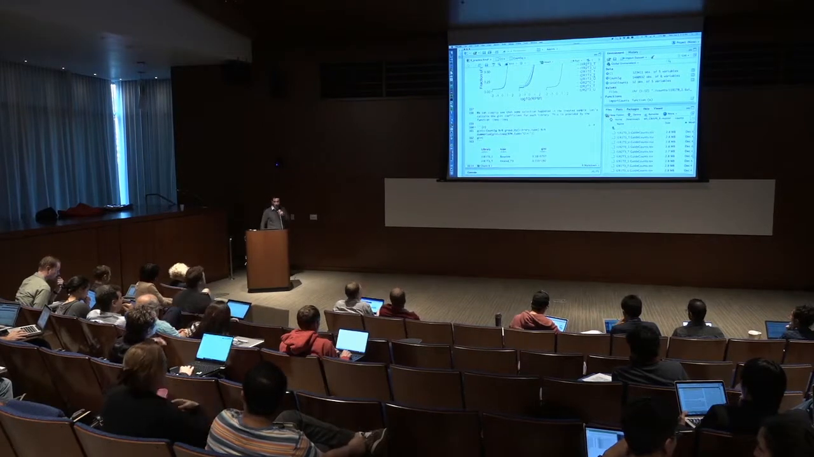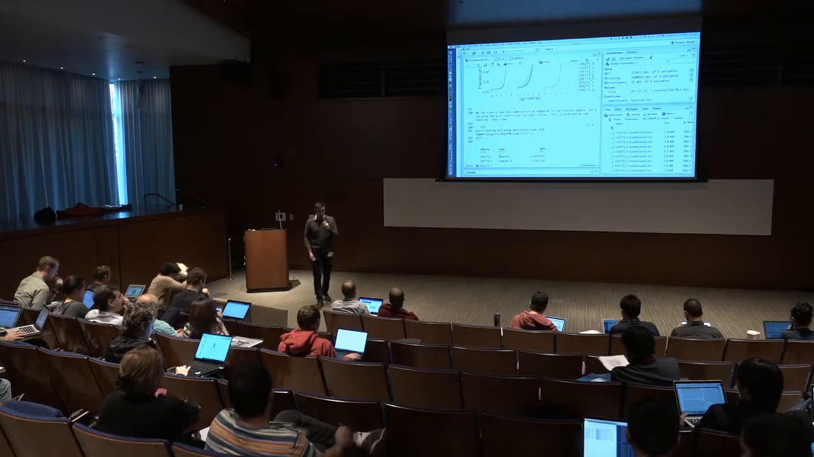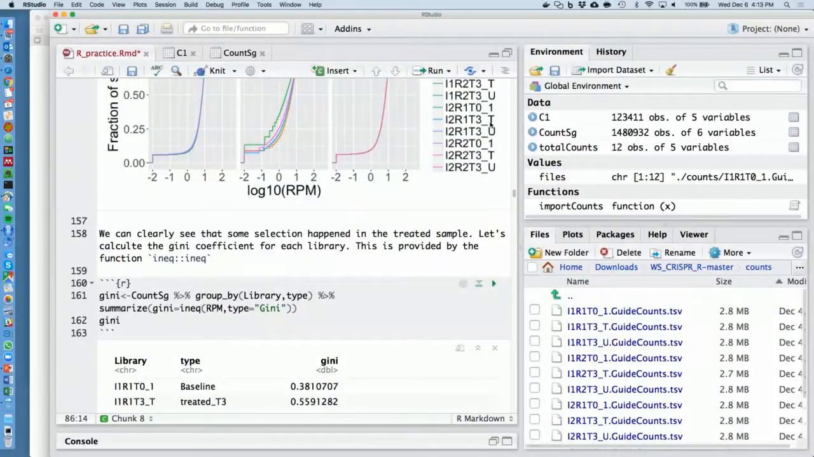So the next new type of data I would like to compute, in addition to the total number of reads and the normalized number of reads, is this Gini index. Again, a package gives you that Gini index, but what if you wanted to calculate it yourself? Well, you can use, again, this nice dplyr piping strategy, where you start with your data frame, the count SG. You group by library and by type this time. And you can summarize, or you don't need to group by type, actually. You could have used only library.